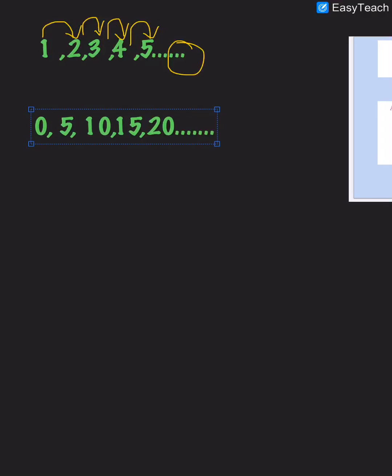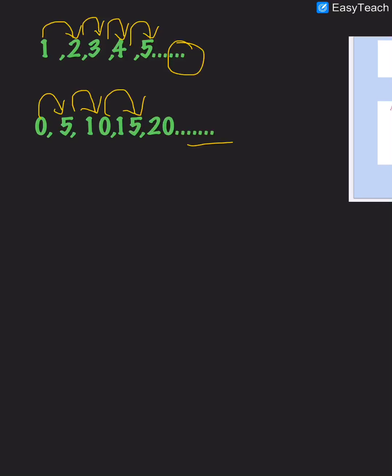Let's see another sequence which increases by 5, increments by 5. You can see that every number differs from the previous number. 5 is added to get the next term. You can see 5 increases in all the terms, and the sequence goes on forever.